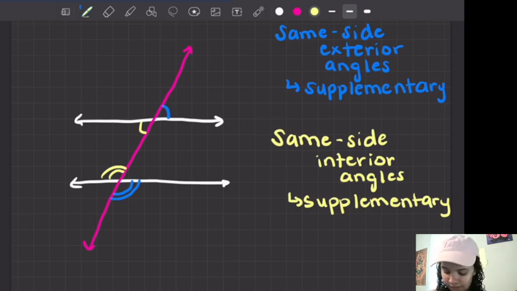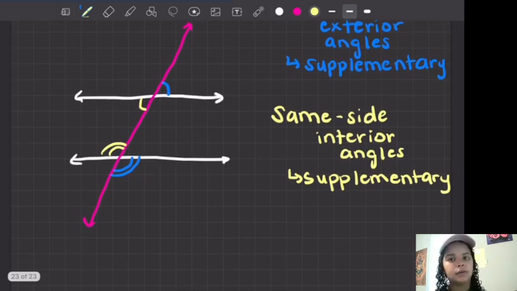And then finally, we have linear pairs, which we talked about as 2 angles that are right next to each other. And when you add them together, they're going to be 180. So these are all the different angles that we have when we have parallel lines cut by a transversal.